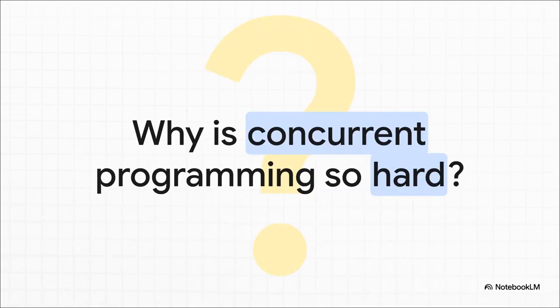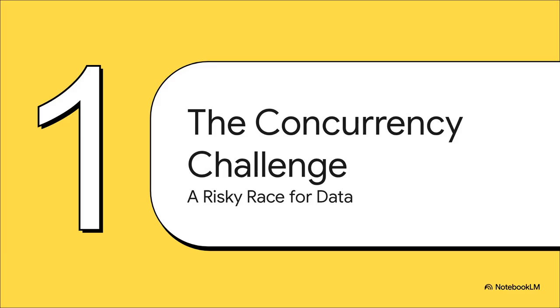So let's just ask the big question right up front. Why is this stuff so notoriously difficult? For decades, developers have been wrestling with this one core problem. How do you get different parts of a program to run at the same time without them stepping on each other's toes and totally scrambling your data? It's a real headache. And that brings us to our first section, the concurrency challenge.